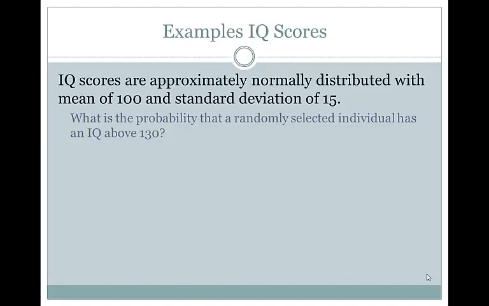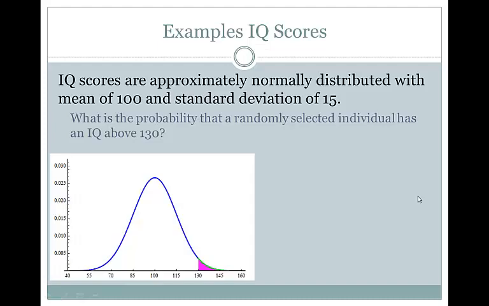Another example with IQ scores. What's the probability a randomly selected individual has an IQ score above 130? So again, we'll draw a picture. Here's an IQ score of 130. Again, the mean is in the middle, 100. And now we want the probability the individual is greater than 130. So when we calculate the z-score that corresponds to 130 and look up the area in the table, we're going to find the area of this white region here below 130.